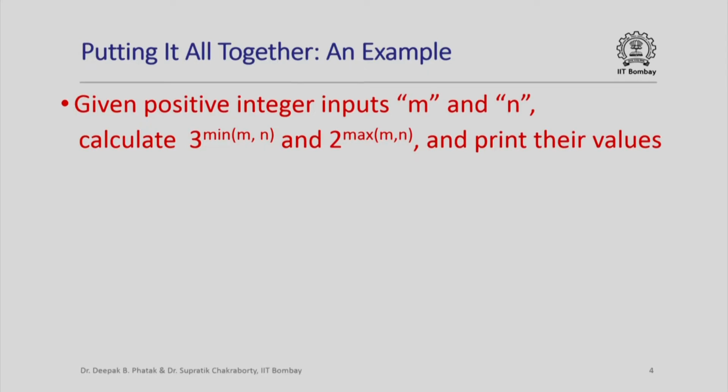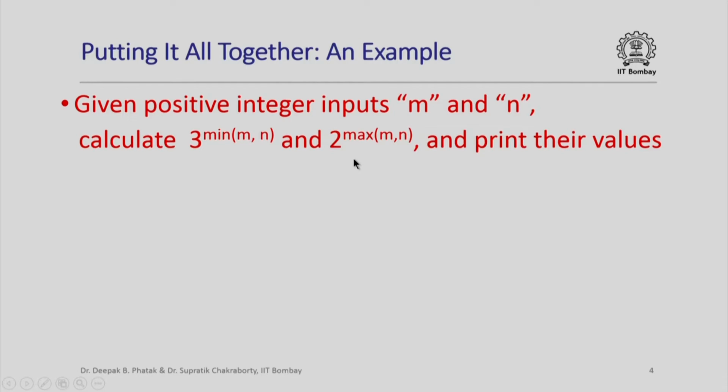Now, as our first example, let us consider this problem. Suppose you are given positive integer inputs m and n, and you are required to compute 3 raised to the minimum of m and n and 2 raised to the maximum of m and n, and print their values. So how would one go about solving it? It is quite straightforward. Let us take the values of m and n, find out what the maximum and the minimum of m and n are, and then have a loop in which we keep multiplying by 3 min(m,n) times, and another loop in which we keep multiplying by 2 max(m,n) times.